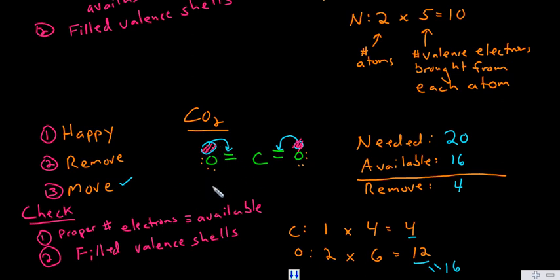Do we have the proper number of valence electrons? Yes. Do we have the filled valence shells, full octets for everyone?